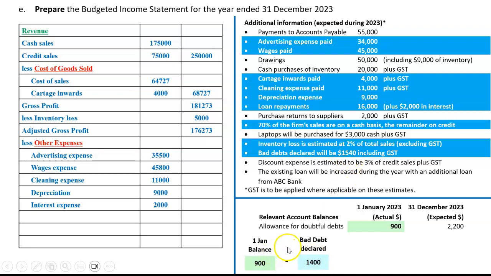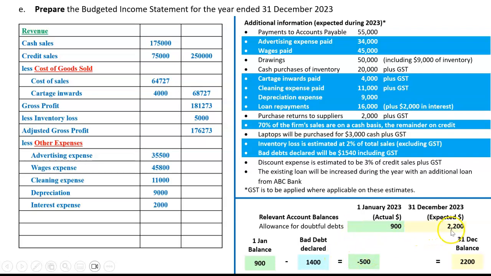So what just happened? Well, I thought the amount of people that would go bankrupt and not pay me back was 900, but I got that guess really wrong, because it turns out there's going to be $1,400 of people declared bankrupt. So I got that wrong, but that's okay. The important thing is that we had our guess with this tank or this pool of funds called allowance for doubtful debt, and we just say, look, the balance now is negative 500.